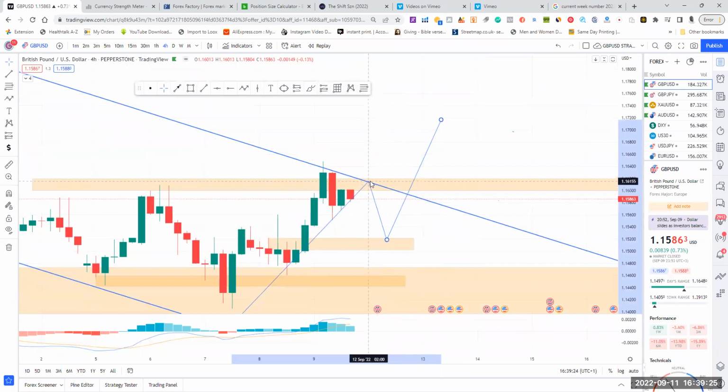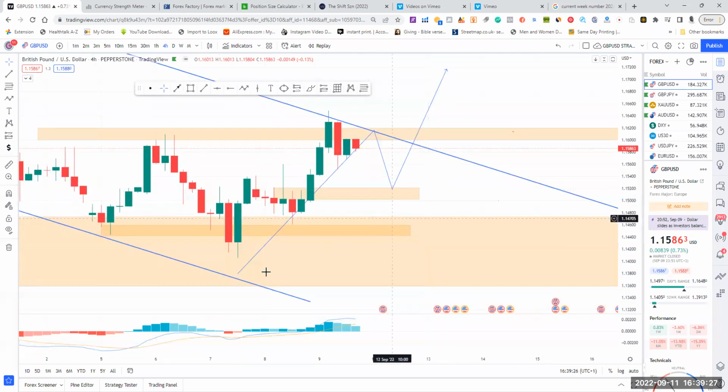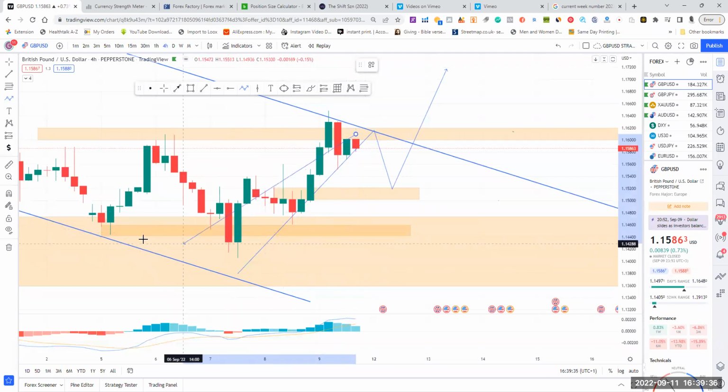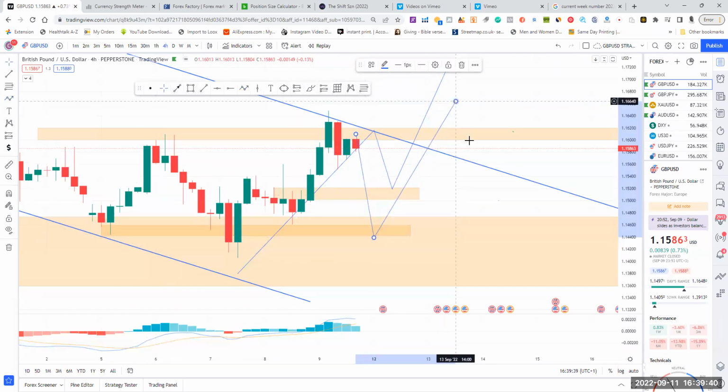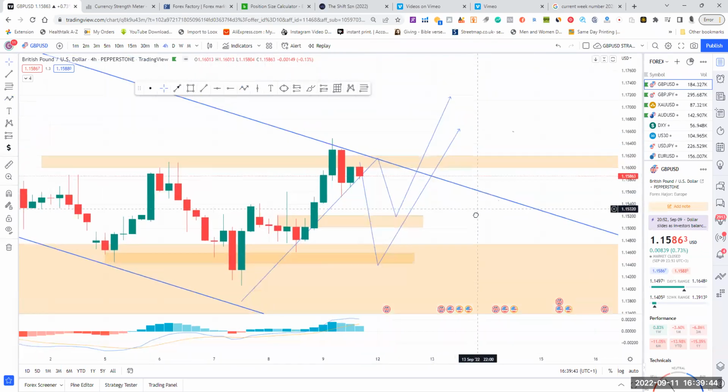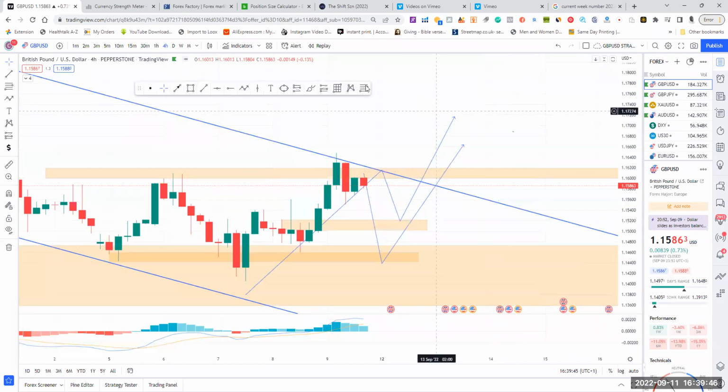Something like this may happen. So I'm very careful. I don't want to be caught on guard this week. So the market might come all the way down to this other block and then shoot up. So we might have this kind of trade happening within this zone this week. You see what I mean?